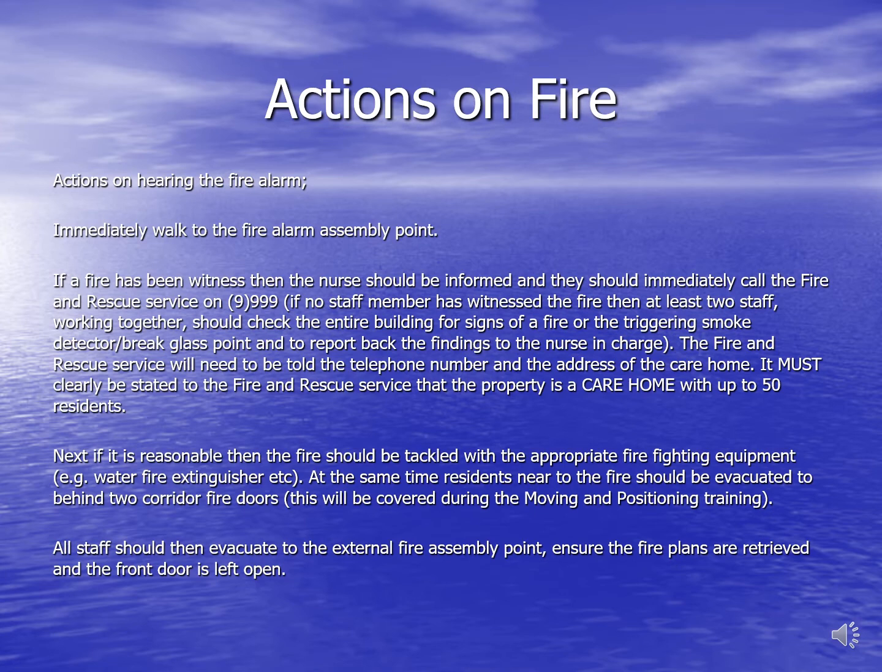For example, a water fire extinguisher if it's a wood fire, for example. At the same time, residents near to the fire should be evacuated to behind 2 corridor fire doors. So this will also be talked about in the moving and positioning training, which will be face to face. Once this is done, all staff should then evacuate to the external fire assembly point. Ensure that the fire plans are retrieved and the front door is left open. So that's just some information on immediate actions on fire before you get your full training.